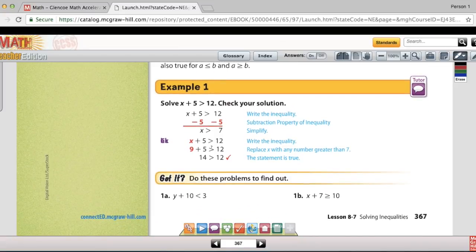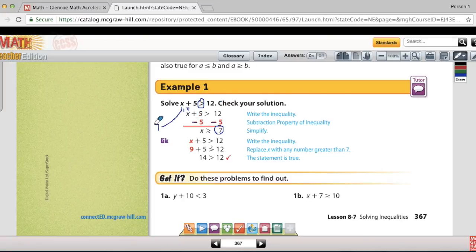So let's take a look at number 1. We have a regular inequality. Notice it's not an equal sign, it's an inequality. We're still going to subtract 5 from both sides and get our answer. Okay? And we can check our answer by picking a number greater than 7. Let's pick the number 10. 10 plus 5 is 17. Is 17 greater than 12? Yes, it is. Look what happens when we pick the number 7. What's 7 plus 5? 7 plus 5 is 12, but 12 is not greater than 12.